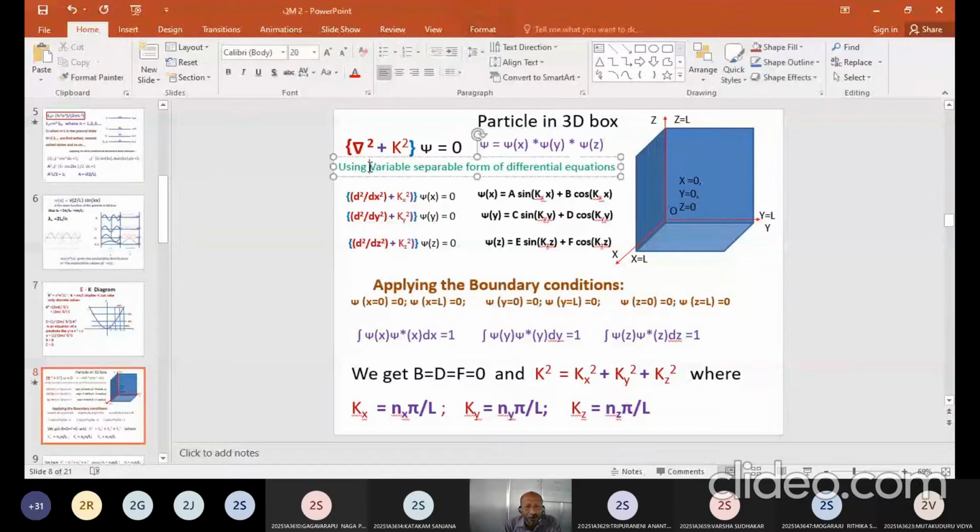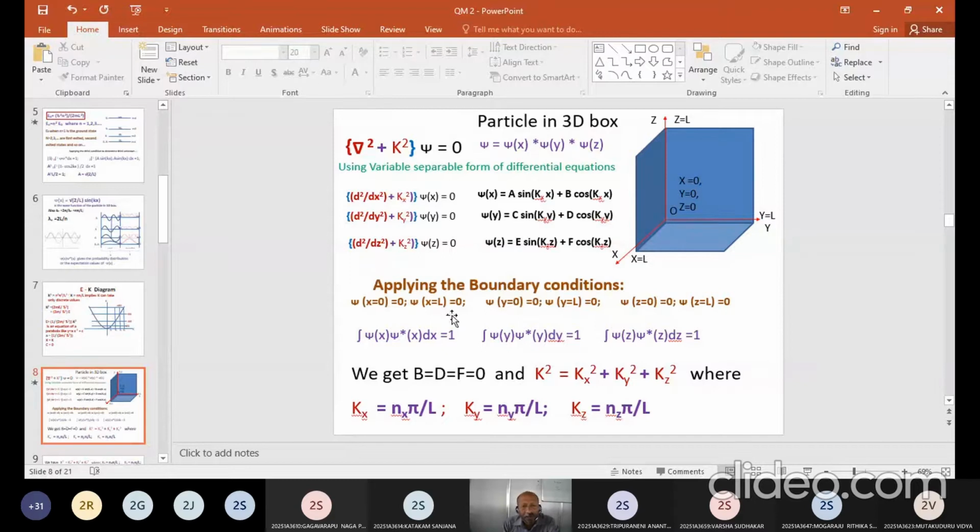that is through variable separable form. Through variable separable form, I can reduce it into three different differential equations. One single differential equation can be represented as three differential equations, and the solutions of these equations are given like this.